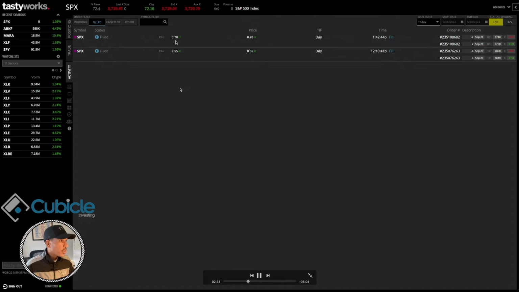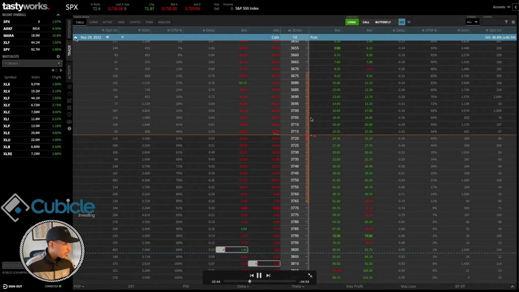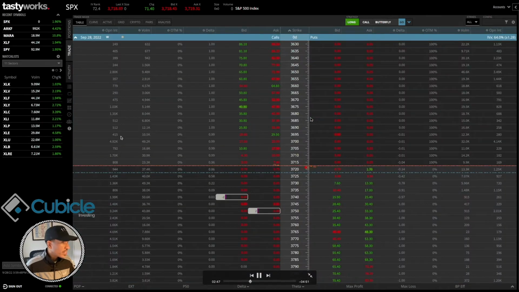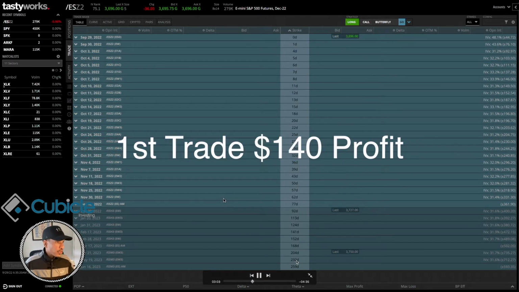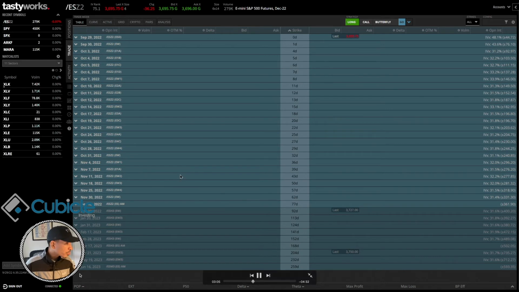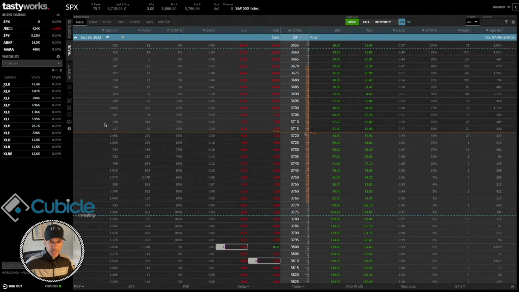So that first position, I sold 2 contracts, and I received $70 for each one of those contracts. I received $140. The market is about to close in roughly 10 seconds, and as you can see here, I'm going to get the entire $140 for selling these 2 contracts for $70 each. So that first trade was a $140 profit. Now, let me just stop the video. All right, so we're on the second trade.